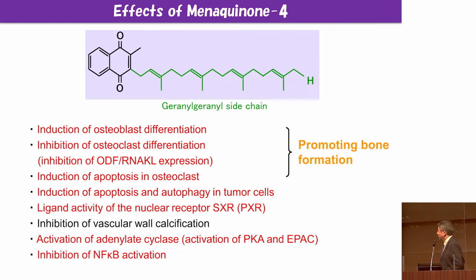Other than this, menaquinone-4 can also induce autophagy in tumor cells, exhibit ligand activity for PXR and SXR, and promote neural differentiation, which I believe Dr. Sahara will talk about later. These are all unique effects of menaquinone-4, which are shown in red, and all of them have been studied in Japanese research.